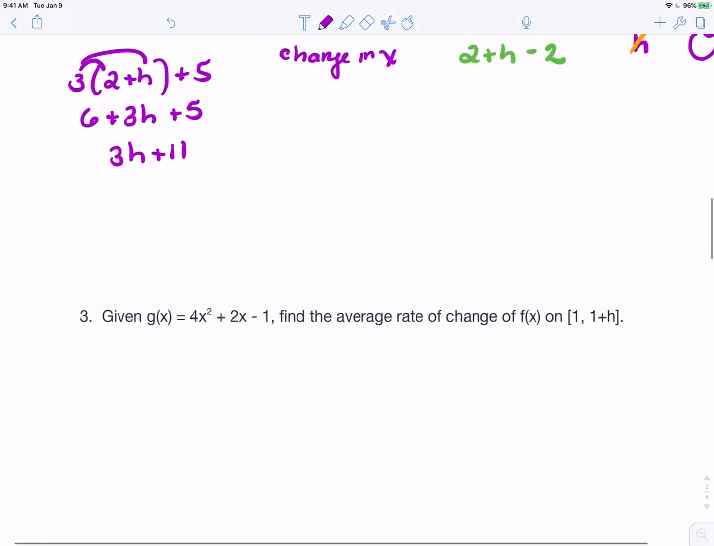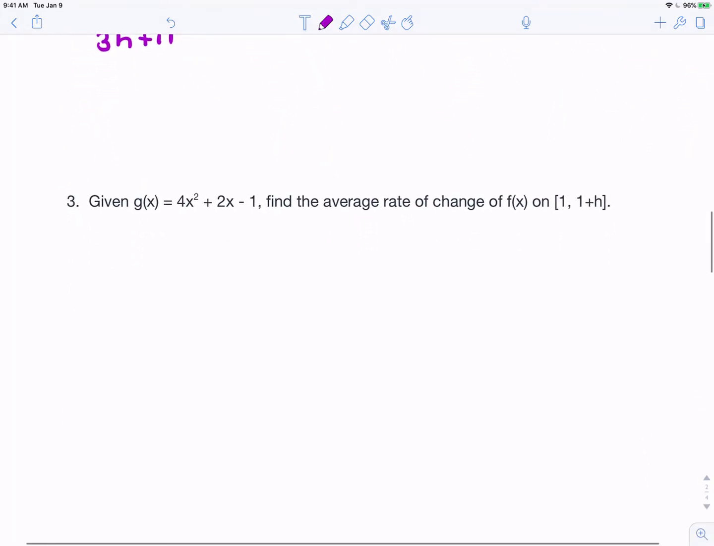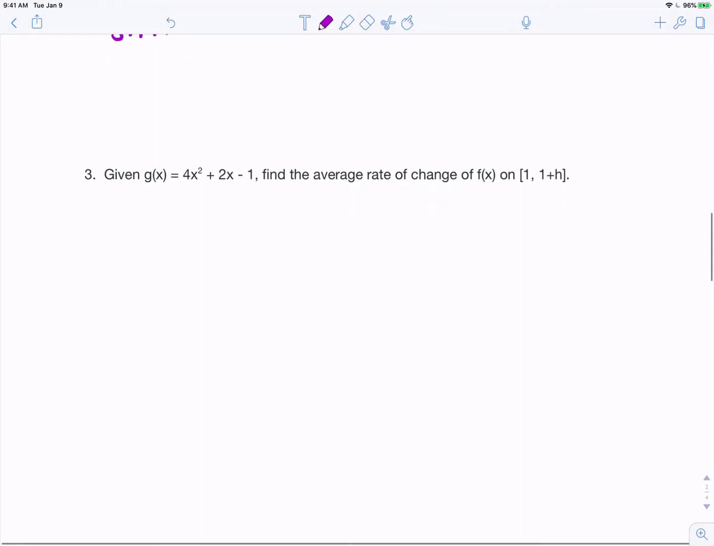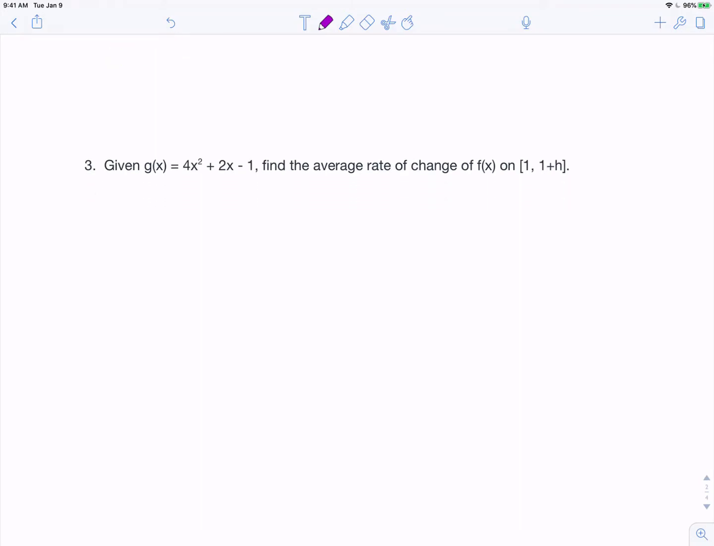All right, try one more, average rate of change. This one is going to have a little more algebra in it, but same idea. Given g of x is equal to 4x squared plus 2x minus 1, find the average rate of change on the interval from 1 to 1 plus h. So again, we're going to first find out what the y-coordinate would be if x is equal to 1.